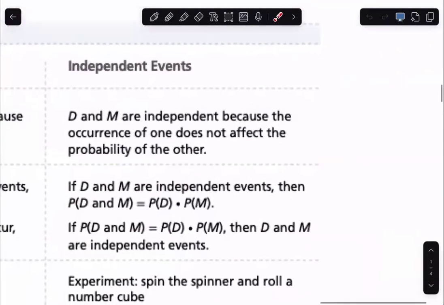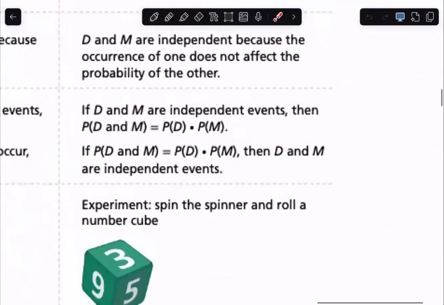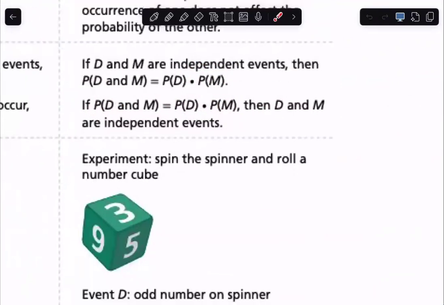Okay, so independent events. D and M are independent because the occurrence of one does not affect the probability of the other. If D and M are independent events, then you can find the probability of D and M by doing the probability of D times the probability of M. So you can multiply the two together.